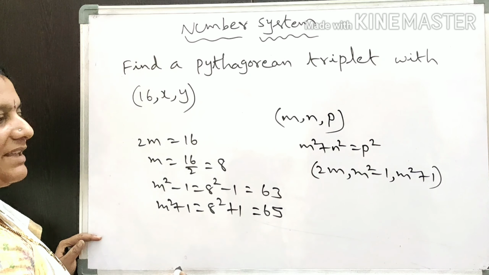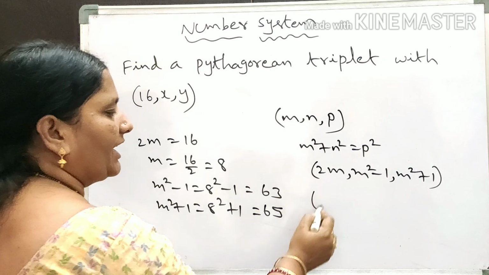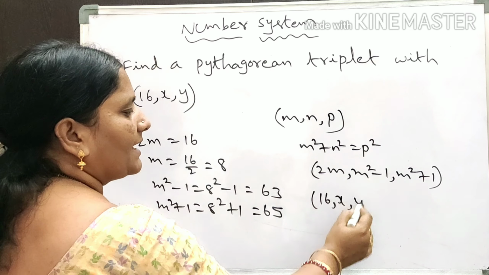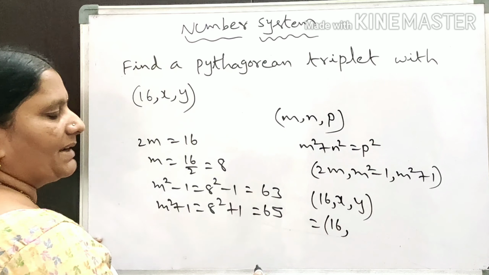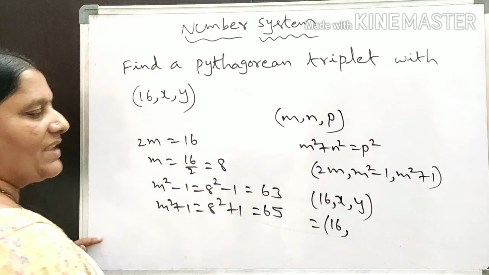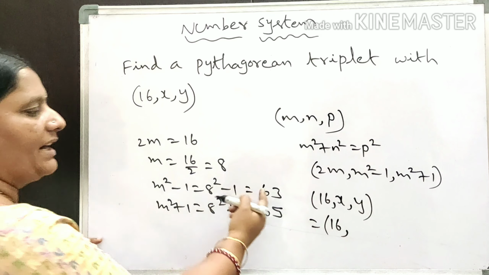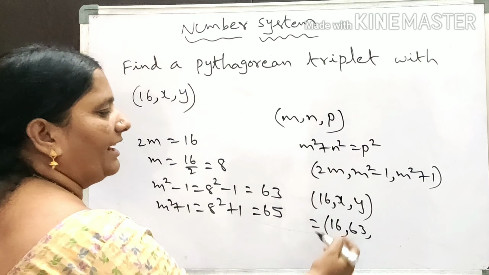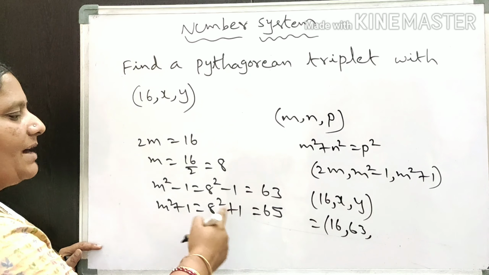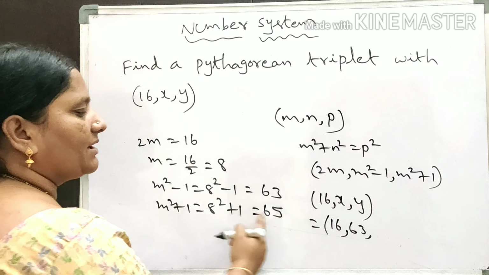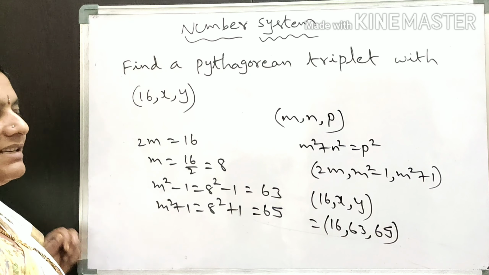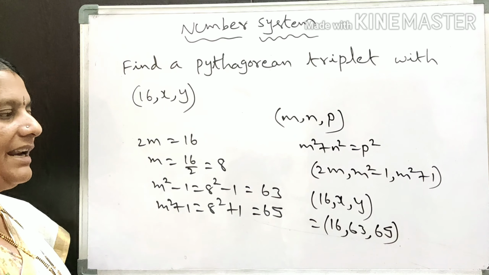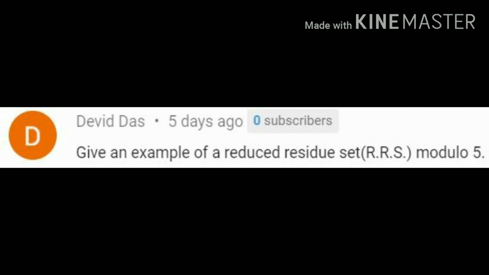65. So for the Pythagorean triplet 16, x, y: 2m is 16, x is m square minus 1 which is equal to 63, y is m square plus 1 which is equal to 65. So the required Pythagorean triplet is 16, 63 and 65.